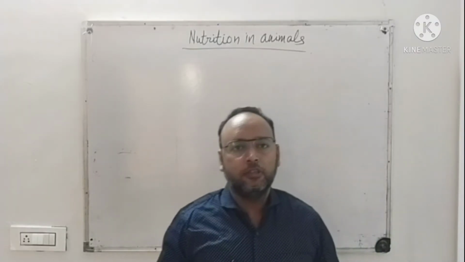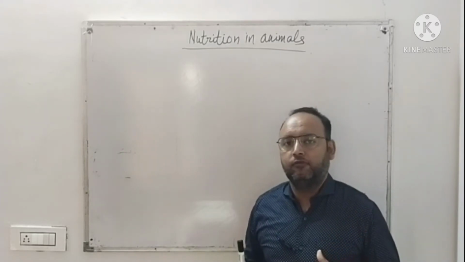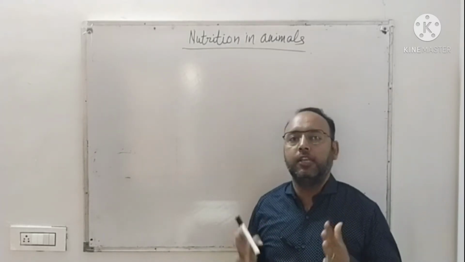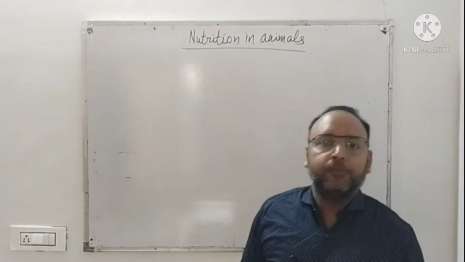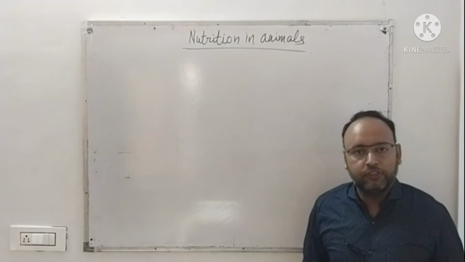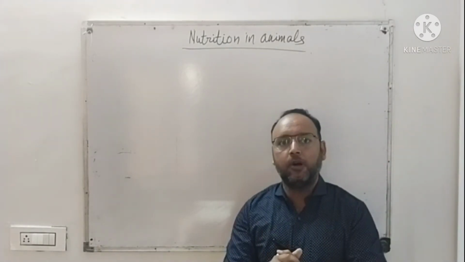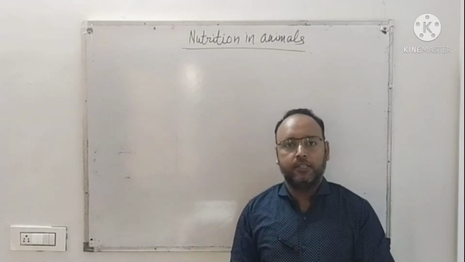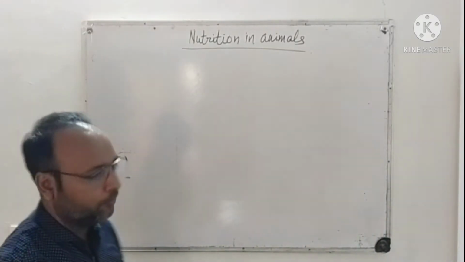Hello my dear children. So today I am here with you all to discuss the mind map for chapter 2, nutrition in animals, for students of class 7. In this chapter we have studied a number of processes which take place in human beings, as well as we discussed the ruminants. So now, with the help of the mind map, we are going to revise this whole chapter.